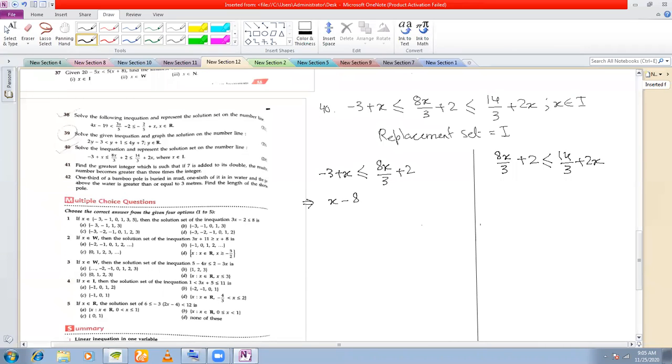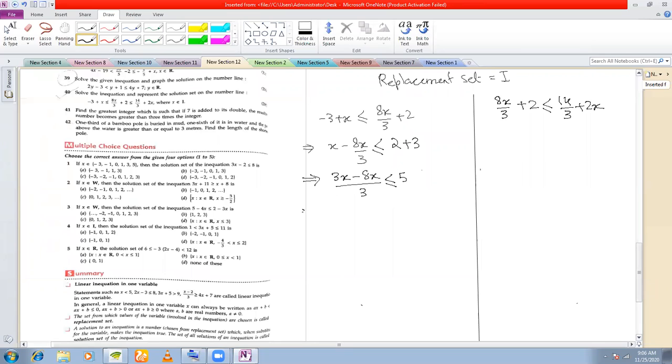You have x minus 8x by 3 is less than or equal to 2 plus 3. Now if you take the LCM here, you get 3x minus 8x by 3 less than or equal to 5. And here you have minus 5x by 3 less than or equal to 5. That means now multiply both sides by plus 3. So minus 5x by 3 into 3 less than or equal to 5 into 3.